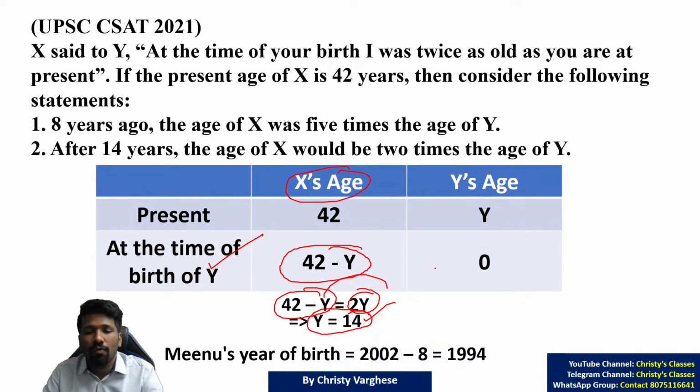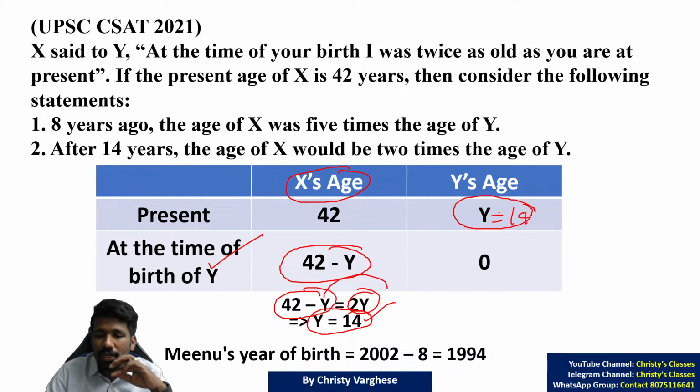All of you understood how we found Y is equal to 14? Y is equal to 14. This was our unknown, so that we got it. Y is equal to 14.